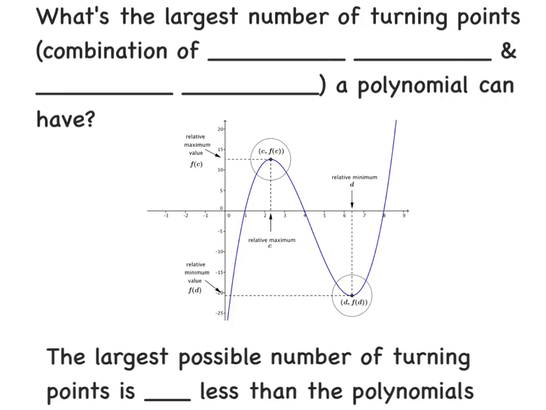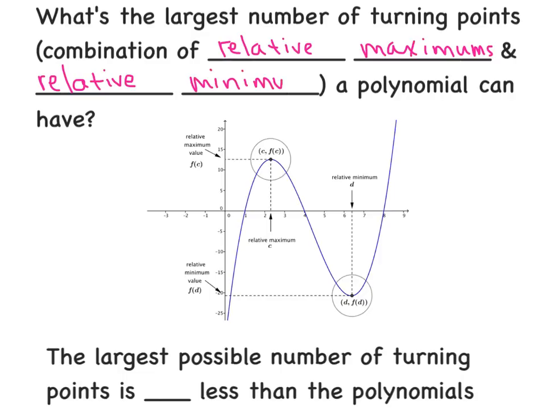Here's another similar question. What's the largest number of turning points that a polynomial can have? First of all, what are turning points? Turning points are a combination of relative maximums and relative minimums. And we've got a really nice picture here to remind us in case we forgot what a relative max or a relative minimum was. The number of relative maximums plus the number of relative minimums equals the number of turning points that a function has.